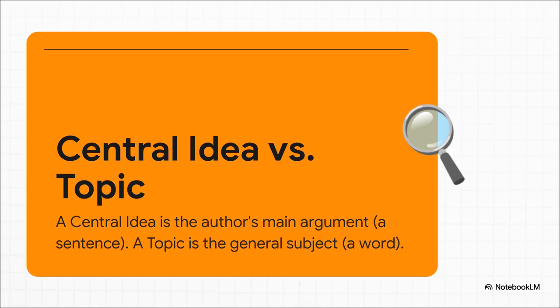A topic, that's just a word or a phrase, like social media or climate change. But a central idea is a complete sentence. It has to be. It's the specific claim or the argument the author is making about that topic.